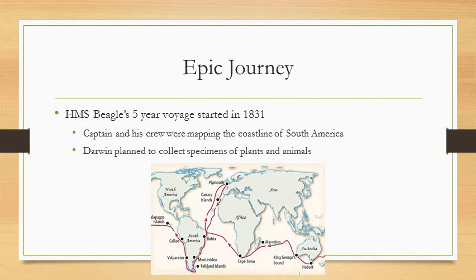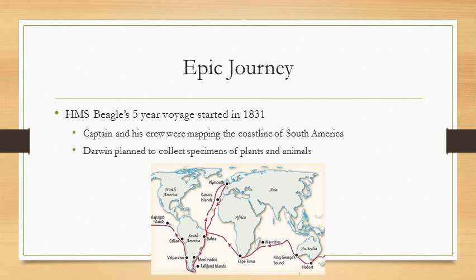So looking at his journey, you can see his journey is in the purple, and you can see the arrows as to which direction he went. You can see that he also traveled around the world, staying close to the coastlines. This voyage was 5 years. It started in 1831, and it was on the HMS Beagle. The actual reason for the voyage was that the crew was mapping the coastline of South America, so it was more of a mapping expedition.